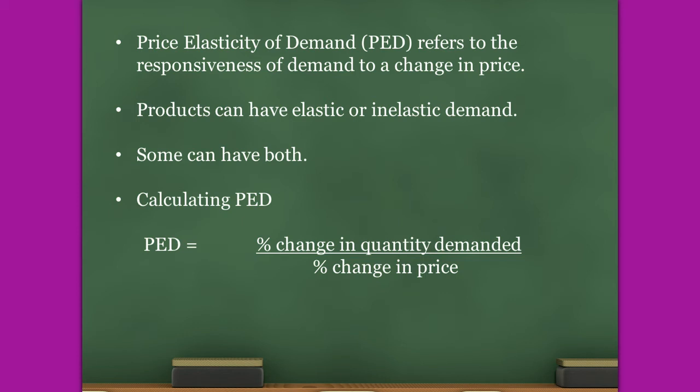How do we calculate PED? Well, it's simply the percentage change in quantity demanded over the percentage change in price. And that's pretty much Year 7 basic maths. You should all know how to do that.